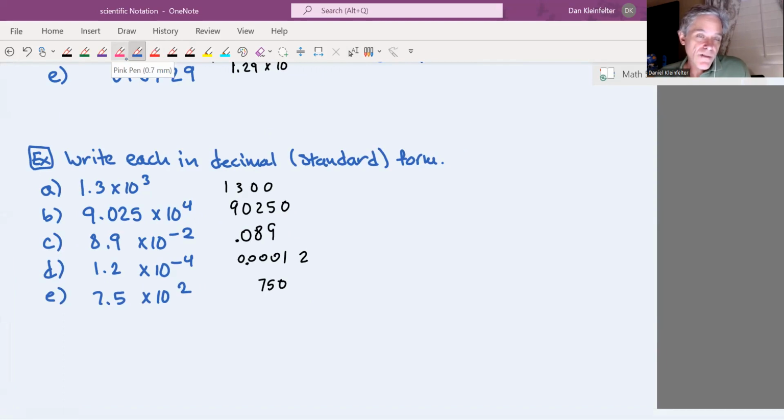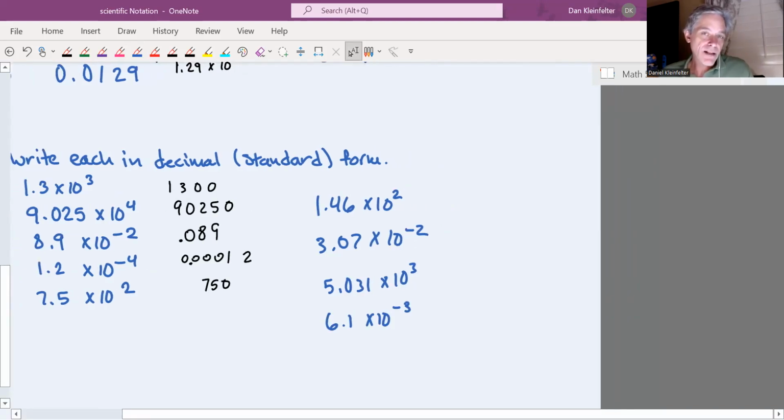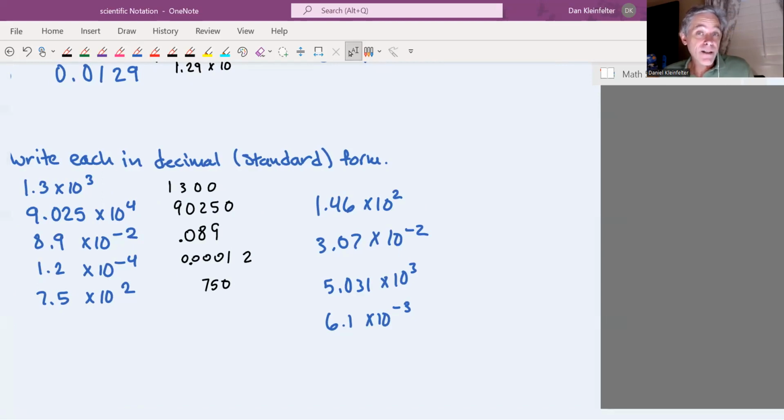For each of these, we're going to convert them from scientific notation to standard form. So let's say 1.46 times 10 to the second power, 3.07 times 10 to the minus 2 power, 5.031 times 10 to the third power, and then one more, 6.1 times 10 to the minus 3 power. Okay, let's take a minute, pause the video, and convert each of these back to our standard form, and then restart the video and see how you did.